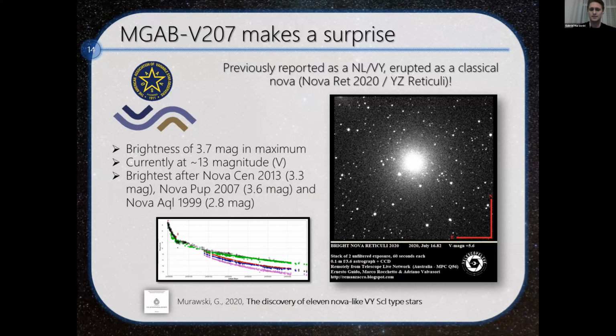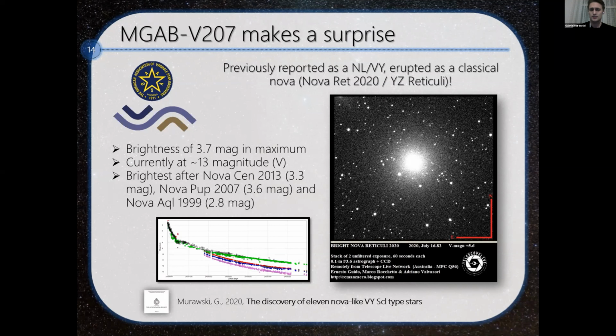And the surprise is it took just a few months, actually not even 1 year and 7 months, until this thing happened. MGAB-V207 actually erupted as a classical nova in the constellation Reticulum, and it turned out to be a really bright object. It was visible to the naked eye for about 2 weeks, maybe even more. I don't remember exactly.